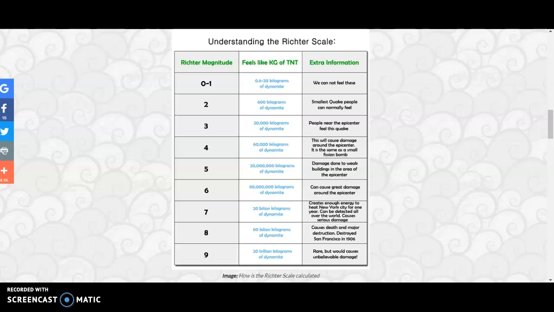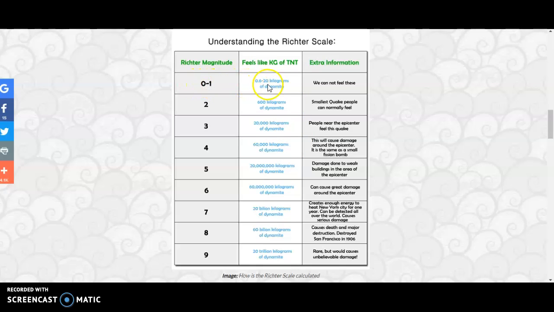The interesting thing about the Richter scale is it is a logarithmic scale. So every measure of magnitude is 10 times stronger than the previous one. So in this particular chart, it shows you about how much dynamite is equal to the energy in the Richter scale. So you can see how it's increasing a lot.